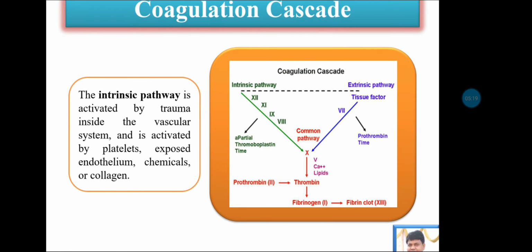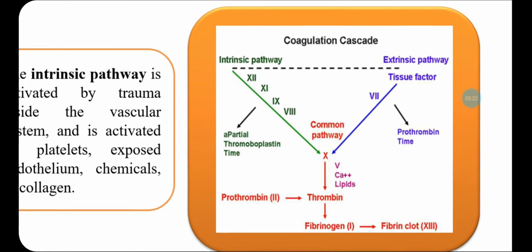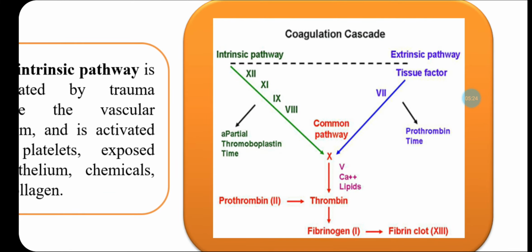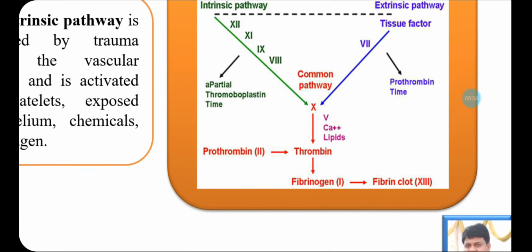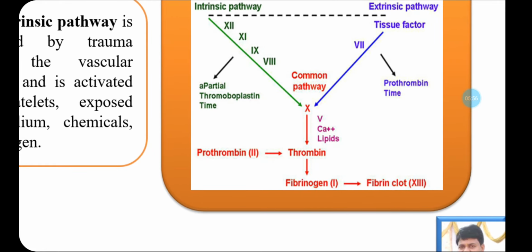All together this leads to intrinsic pathway activation. In the intrinsic pathway, factor 12, factor 11, factor 9 and factor 8 participate, and deficiency of these factors can be assessed by using the activated partial thromboplastin time. On the other hand, in the extrinsic pathway there is a release of tissue factor, and this tissue factor along with factor 7 activates the common pathway, especially factor 10, and this can be assessed by using the prothrombin time. Finally there is a formation of fibrin or clot.